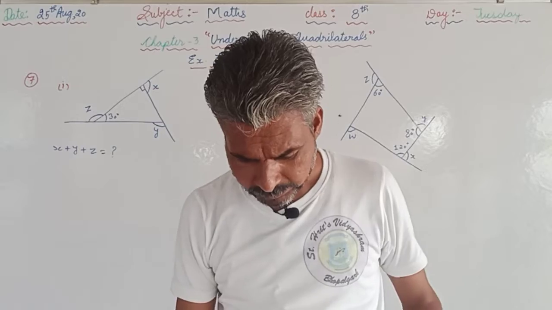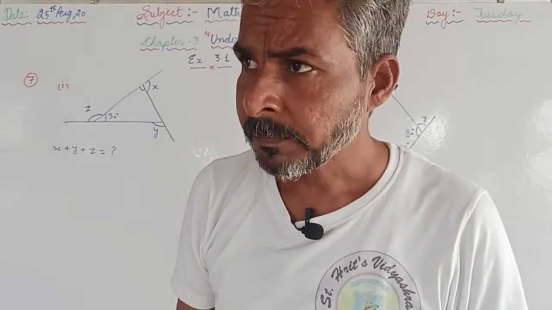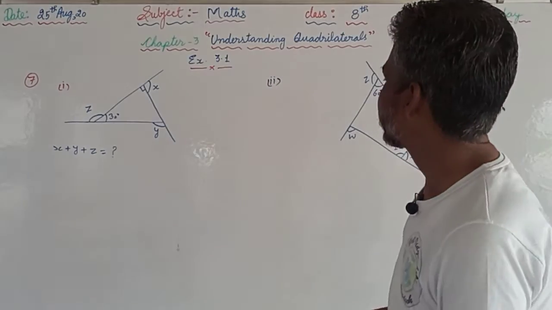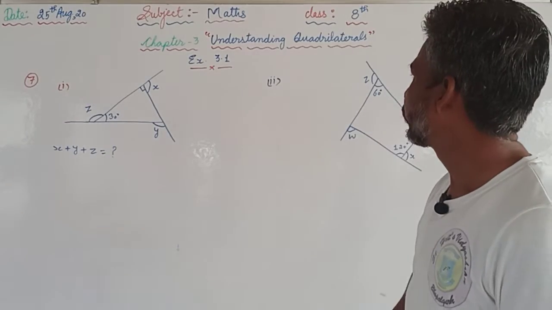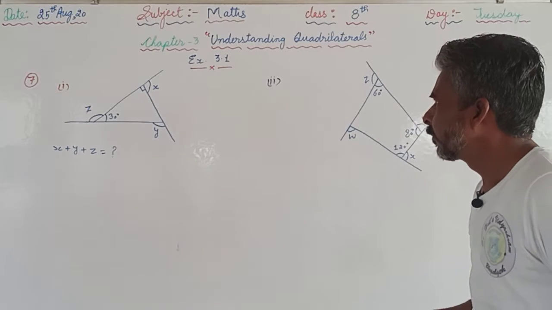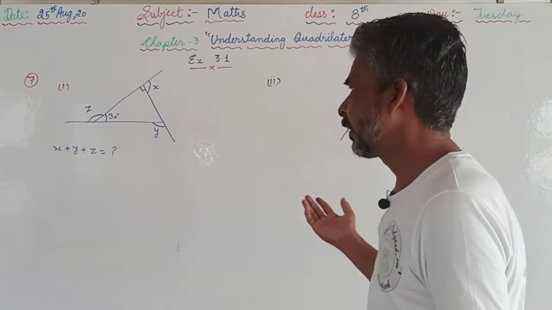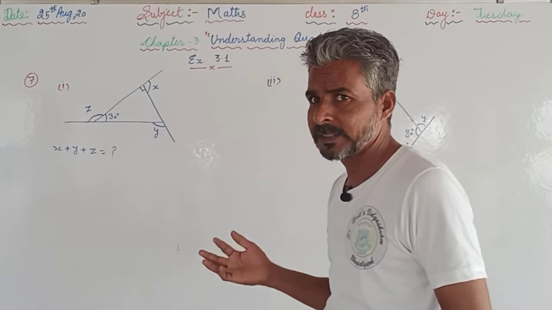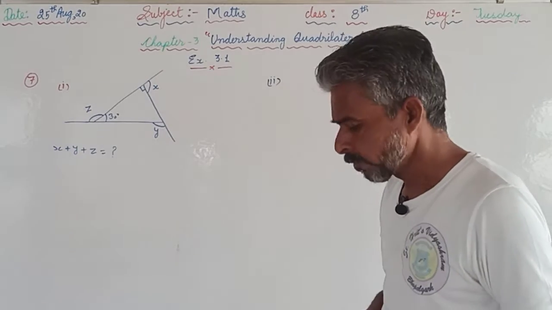So this video is for class 8th and the subject is maths, and we are continuing the same chapter, that is chapter number 3, and the name of the chapter is understanding quadrilaterals. So in exercise 3.1 we have already discussed up to question number 6. So now we will discuss question number 7.